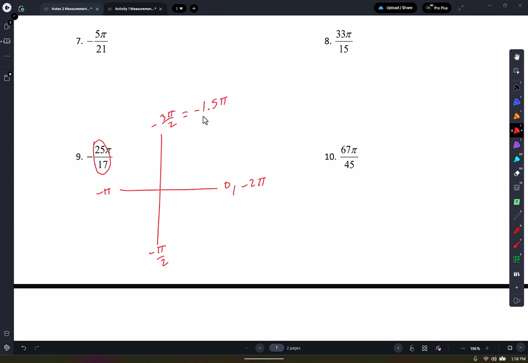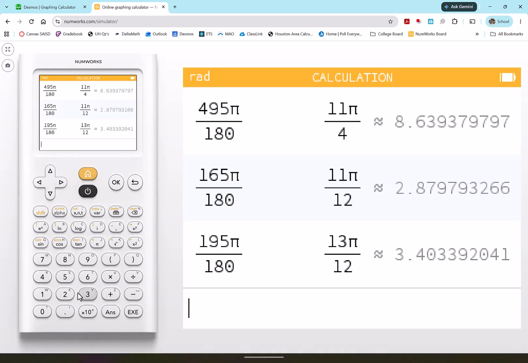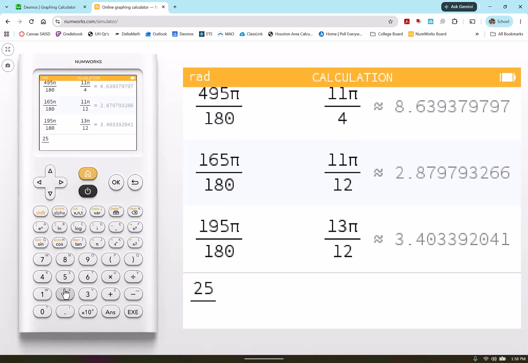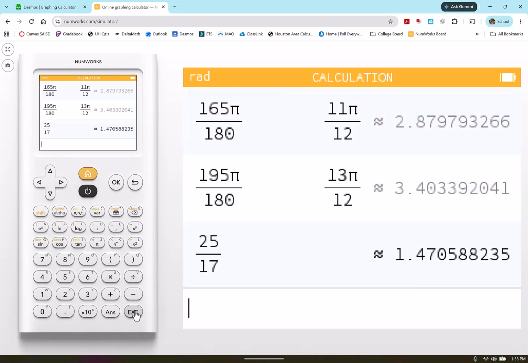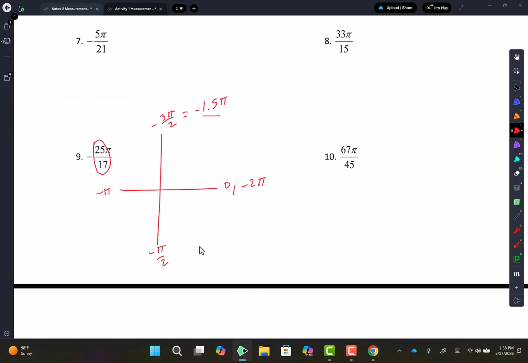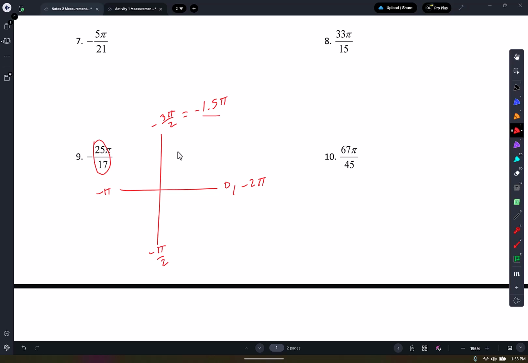Chop, why are you doing that? Because look, I'm going to take that 25 over 17 and type it in my calculator like this. 25 over 17. I want to see what this number is. And I'm going to push enter and look what you get. 1.47. Remember, there's a pi next to it. So it's 1.47, all that with a pi next to it. So that means I'm not bigger than 1.5 pi. So you're going to go clockwise.